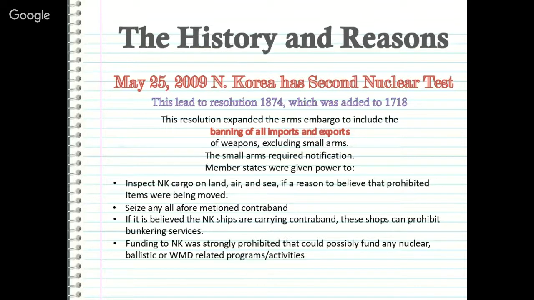So you can see we have here, the list is growing, but it doesn't seem to be slowing him down any because now we have nuclear test number 2.